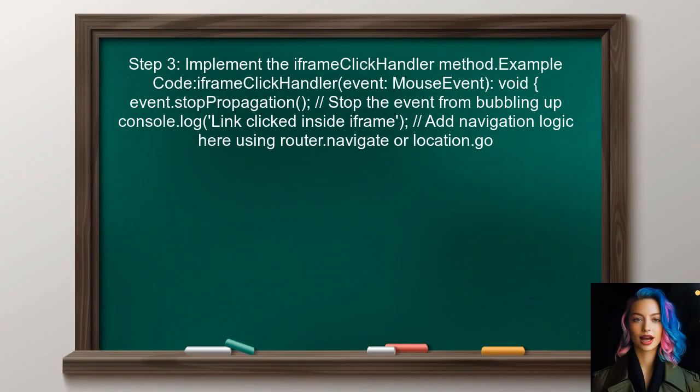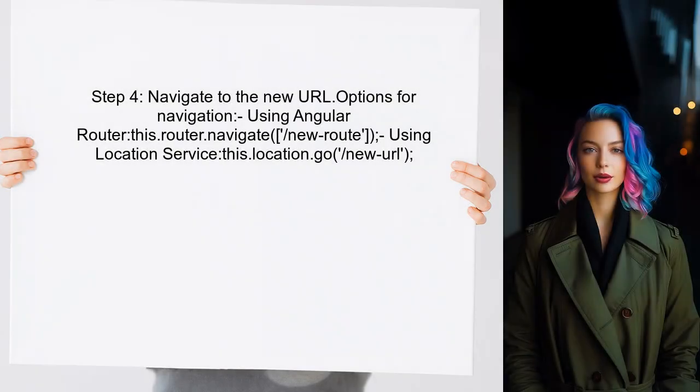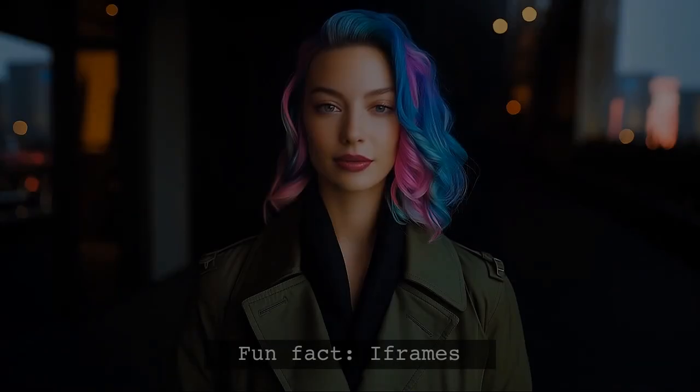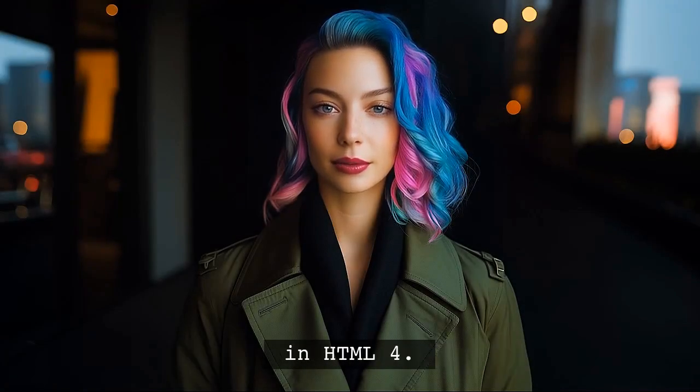Now, the user should implement the iframe click handler method. This method will handle the click event, allowing the user to stop the event's propagation and navigate to the desired URL. Finally, the user can decide how to navigate to the new URL. They can use either the Angular router's navigate method or the location service to change the URL without reloading the page. Fun fact, did you know that iframes were first introduced in HTML 4.0?